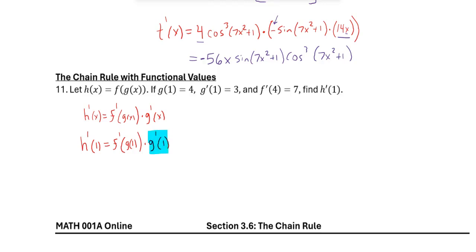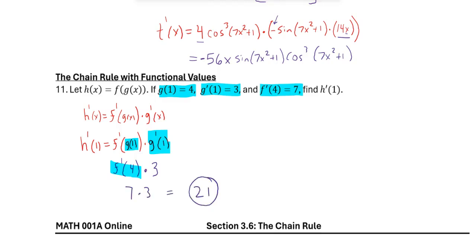Now this piece, g prime of 1, that's given as 3. Okay, so that's nothing more than saying, oh, that's times 3. And this piece here, g of 1, that's given up here as 4. G of 1 is 4. So I'm just going to replace the g of 1 with 4. And then notice now that it says f prime of 4, right? And that's given up here as 7. So I'm going to replace that with a 7. And so I would get 7 times 3 is 21.